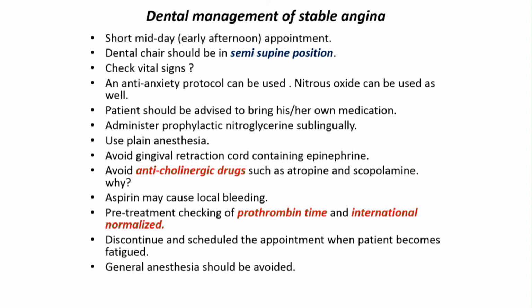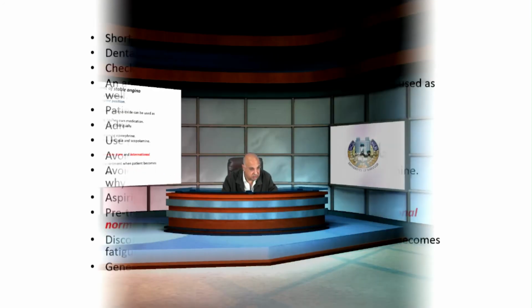Aspirin may cause local bleeding. We also have to avoid aspirin because, as I mentioned before, this may lead to increased bleeding. Pre-treatment checking of prothrombin time and international normalized ratio. Prothrombin time measures the extrinsic pathway, and so does the international normalized ratio. This is in order to bring the patient to a more normal condition. Discontinue and reschedule the appointment when the patient becomes fatigued, and general anesthesia should be avoided.